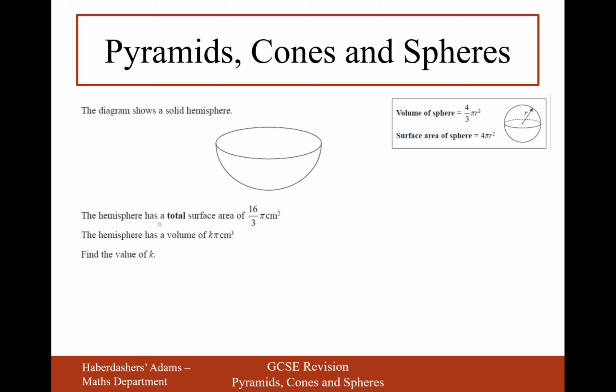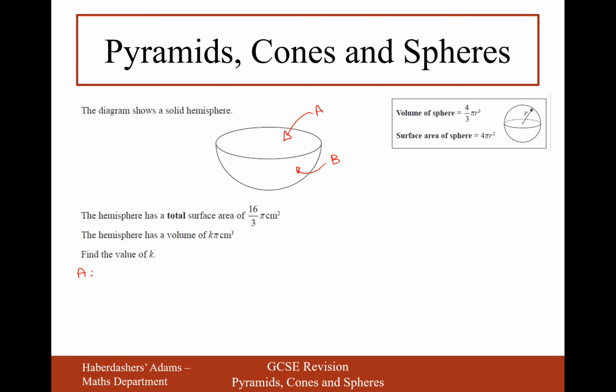So the hemisphere has a total surface area of 16/3 pi, so that would be the top and the curved bottom. The hemisphere has a volume of k pi centimetres cubed. Find the value of k. So what we need to do first of all is work out the surface area. I'll divide it into parts A and B. So A, I'll start down here.